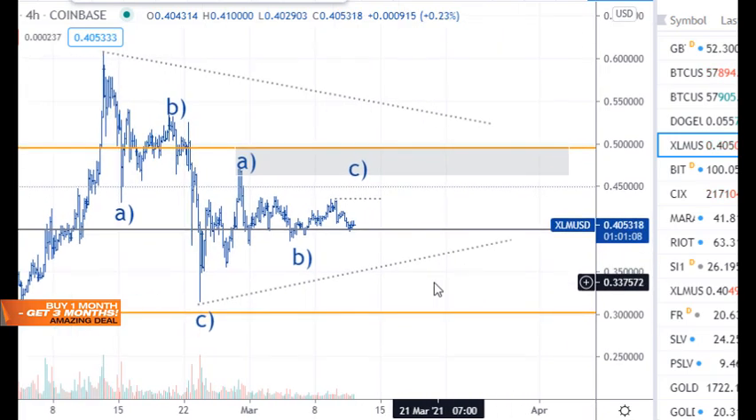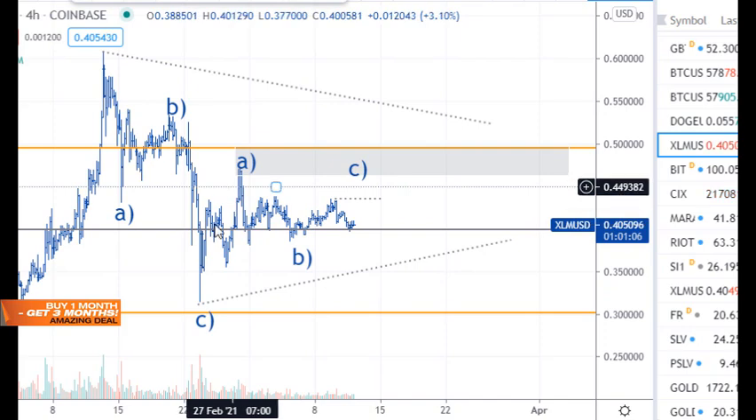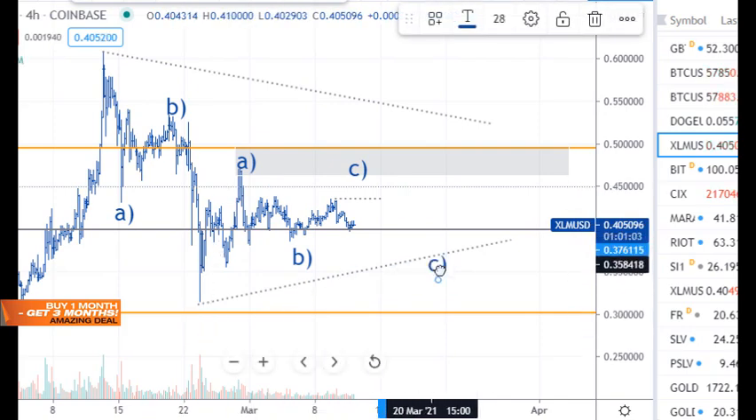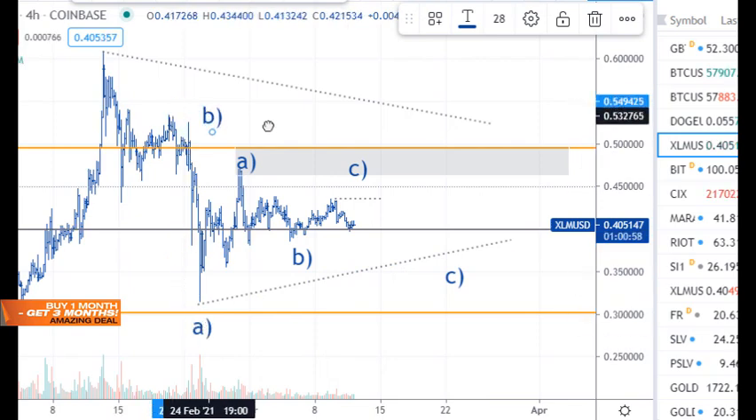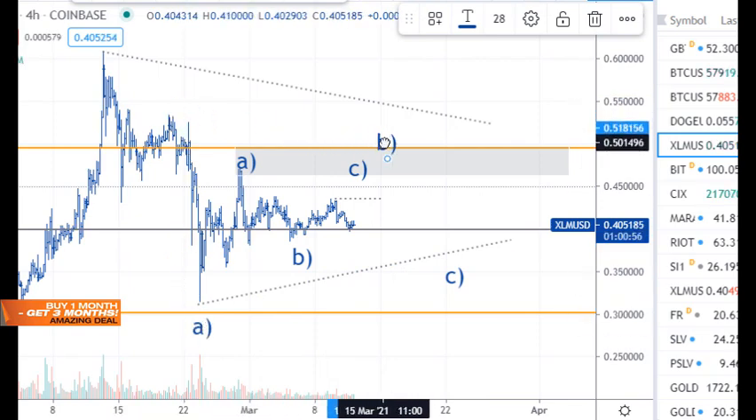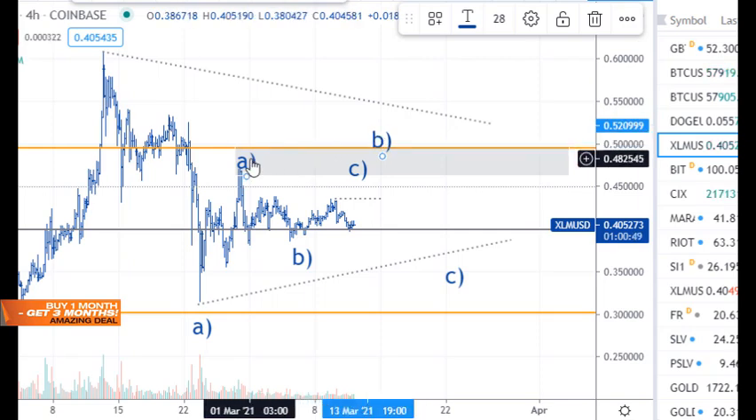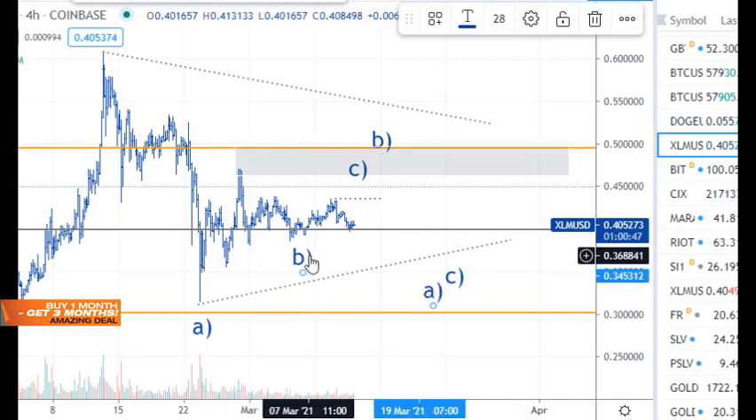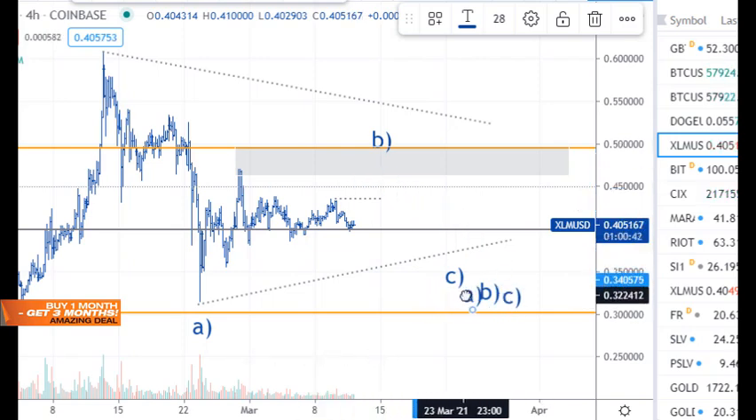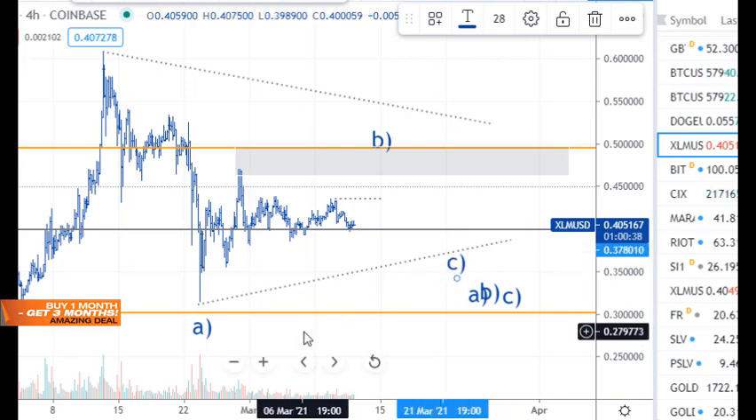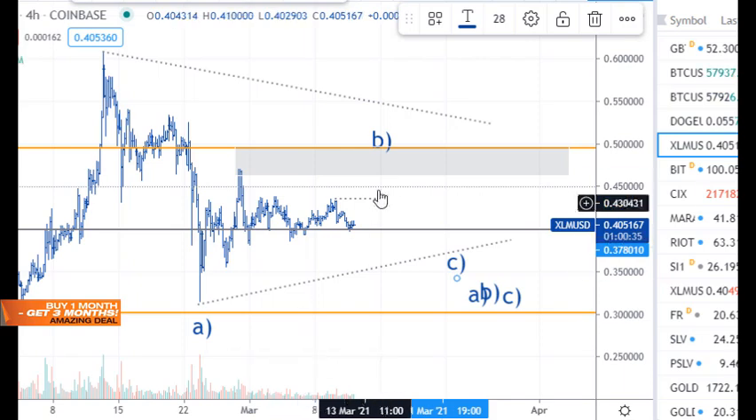So I think that we could be in some sort of triangle pattern. Can't put the B wave there, it just looks a bit too small compared to that. Okay, we'll just have to monitor that a little bit further.